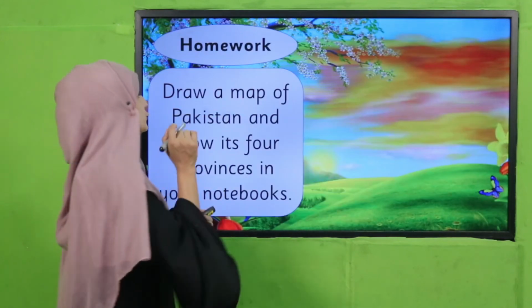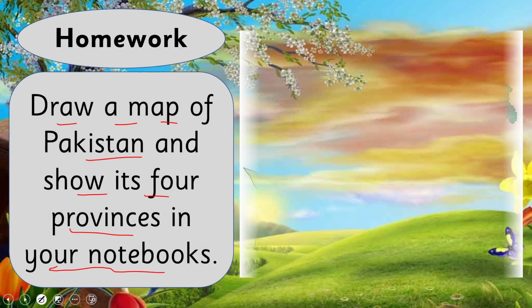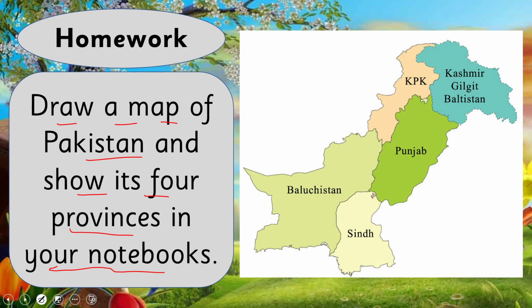So what's your homework for today? Draw a map of Pakistan and show its 4 provinces in your notebook. So you will draw a map of Pakistan and you will show its 4 provinces. In this way you can draw and show it tomorrow, and then you will show this homework to your teacher, and the one who draws in the best way, teacher, you should praise and appreciate that student.